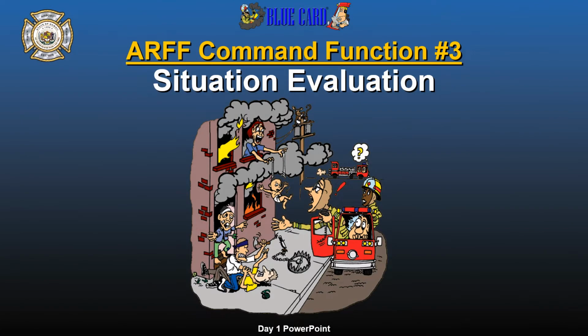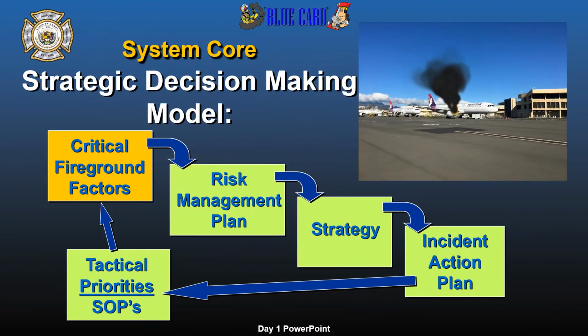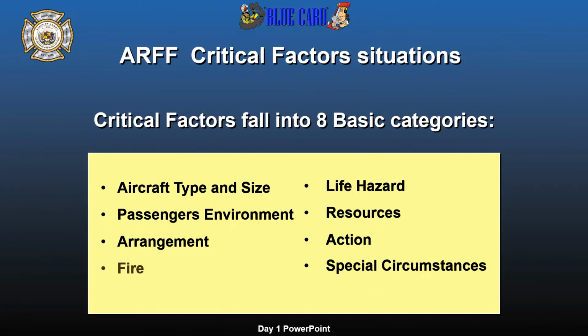Command Function 3, Situation Evaluation. This slide should be very familiar. It's a strategic decision-making model. It always begins with analyzing your critical fireground factors, assessing your risk management plan, implementing strategy, IAP, and tactical priorities and SOPs. ARFF critical factors fall into 8 basic categories. They are aircraft type and size, the passenger's environment, arrangement, fire, life hazard, resource actions, and special circumstances.